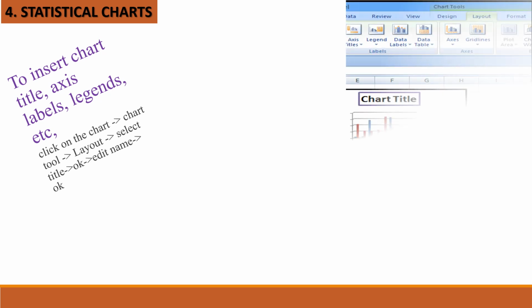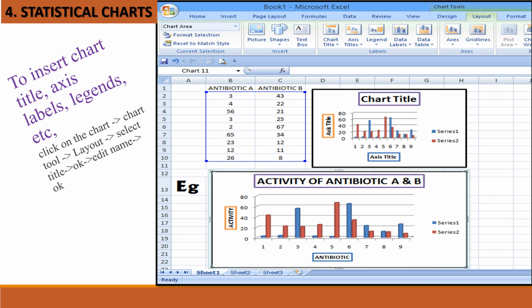To do this, all we need to do is to click on the chart. After clicking on the chart, we now select the chart tool. When we click on the chart tool, we click on the layout. When we click on the layout, we now select chart title. So when we click on the chart title, we can edit the name of the chart title with the desired name we want, and then we click OK. For example, in this case, we can edit the title as activity of antibiotic A and B.